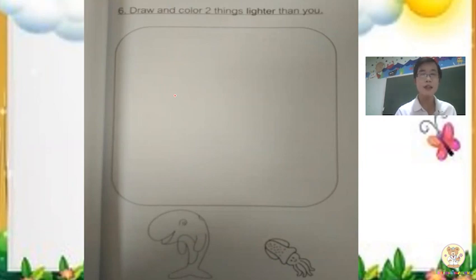English is not difficult at all if you always practice by yourself, and if you always practice with your parents and teacher. So your skill will be better than usual.